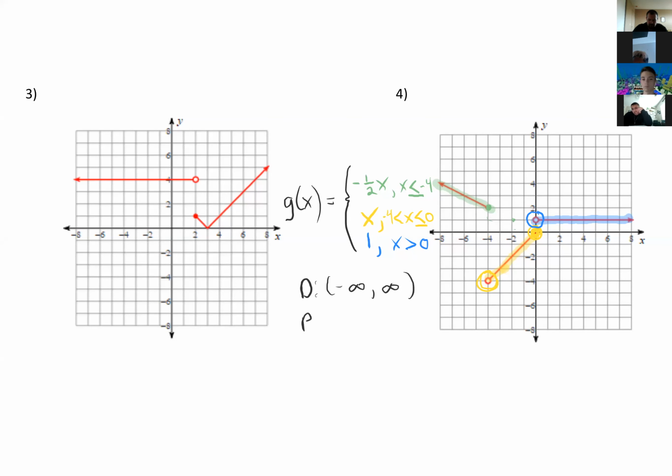For the range, does this graph have a lowest point? Yes. So you identify the lowest point, and range has to do with the y values. So what's the y coordinate of the lowest point? Negative 4. But you don't include it.